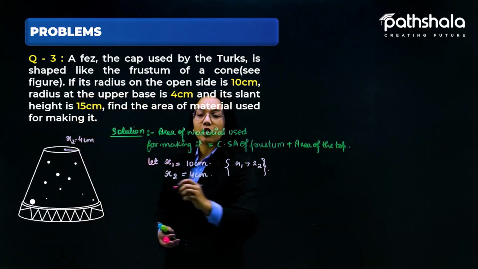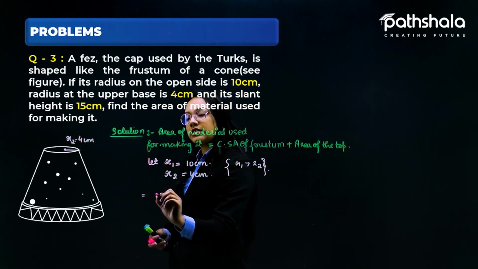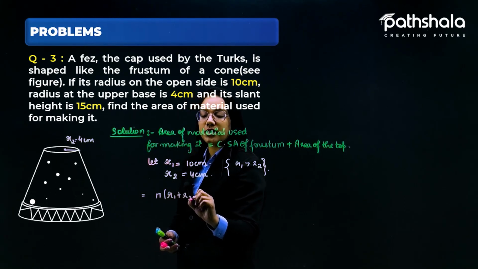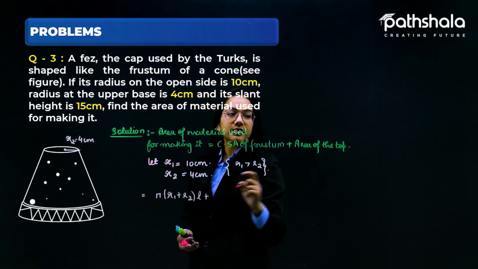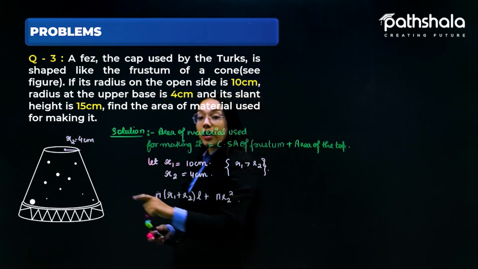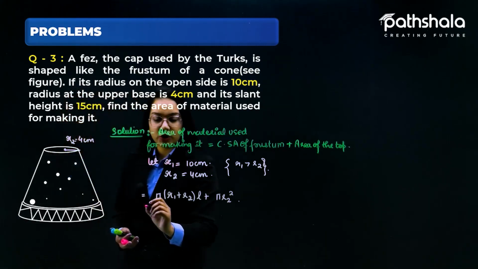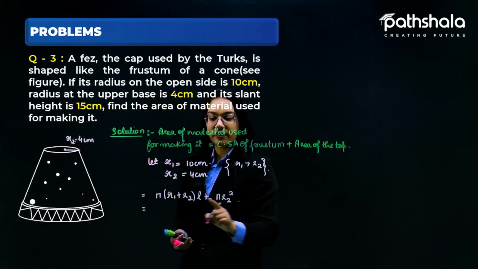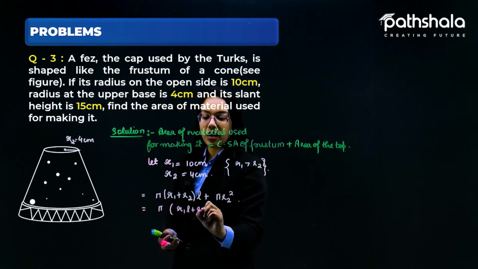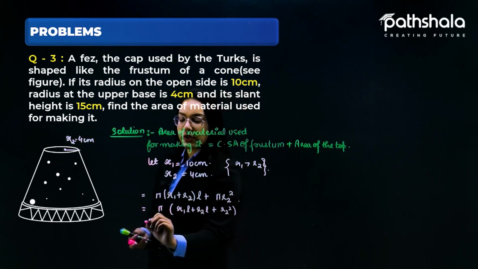Let's plug in all the values in this formula. We know that the CSA is pi times R1 plus R2 into L, plus the area of the top, which is pi R2 whole square, because we are taking only this circular top. Let me take pi common out of it first. So this is R1L plus R2L plus R2 whole square.